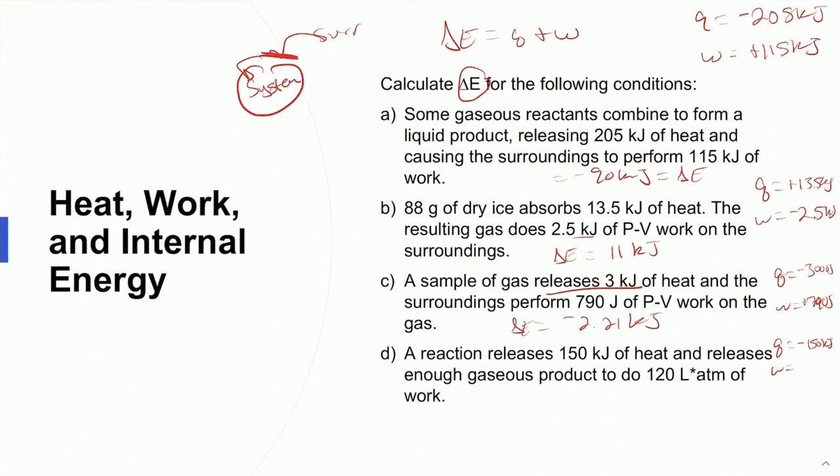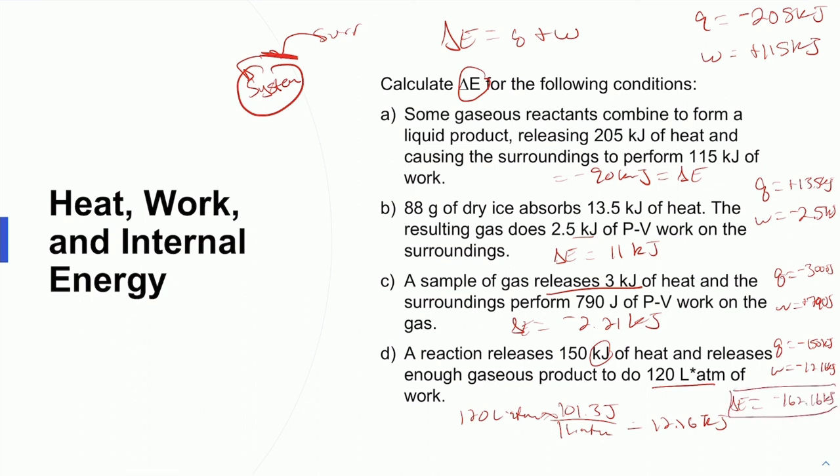So in this case, first I got to turn this into kilojoules. So this is going to be 120 liter atmospheres, okay, times 101.3 joules per 1 liter atmosphere. If you do that, you end up getting about 12.16 kilojoules, okay? I'm keeping it in kilojoules just because we got one in here in kilojoules as well. Now this is going to be negative 12.16 kilojoules, right? Because we are releasing that. When we release that gaseous product, it's doing work on the surroundings. And so when we add this up, we get about a total of negative 162.16 kilojoules, more or less, okay?